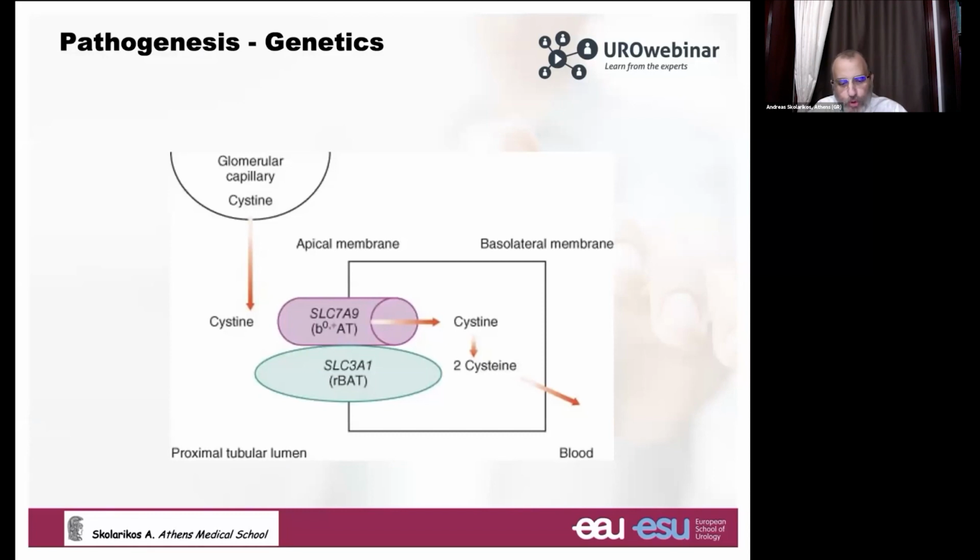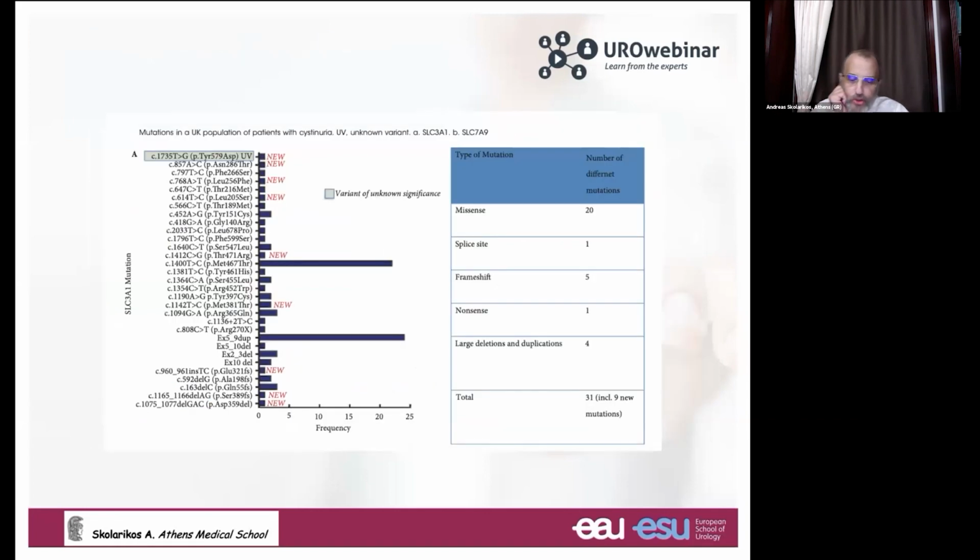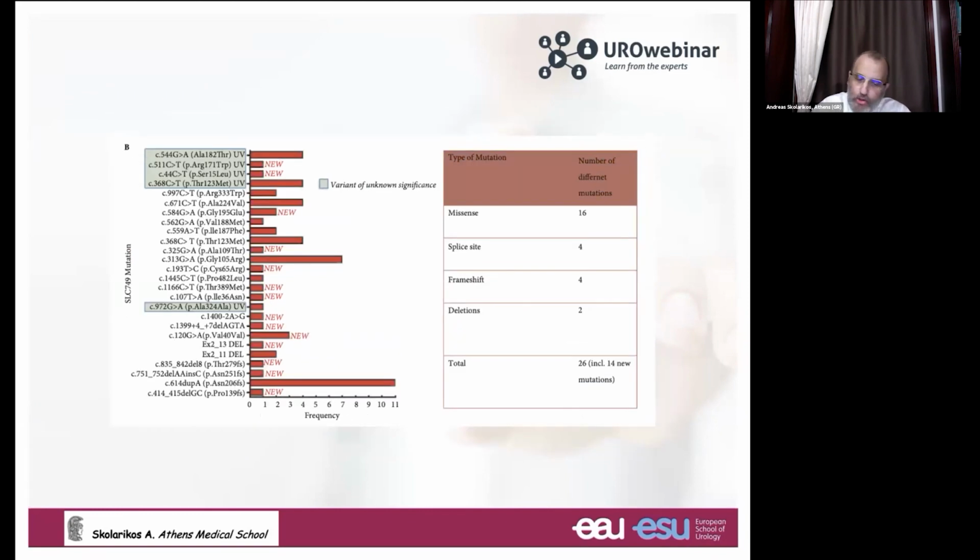When the transporter works well in normal individuals, the cystine is transformed to cysteine in the proximal convoluted tubule cell and then excreted to blood. Today, 160 different mutations in the SLC3A1 gene and 119 mutations in the SLC7A9 gene have been identified. The types of mutations include missense and non-missense mutations, the prognostic significance of which is unclear. And there are a lot of new mutations still being identified, explaining in part the diversity of the cystinuria population.